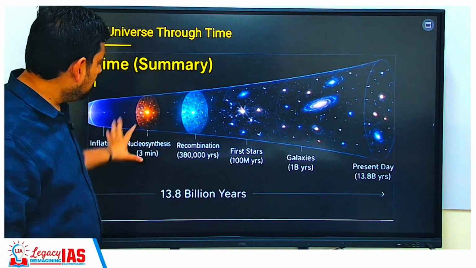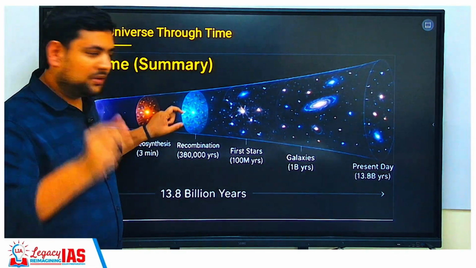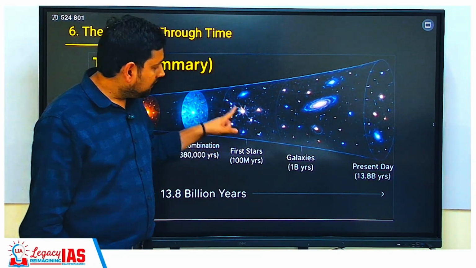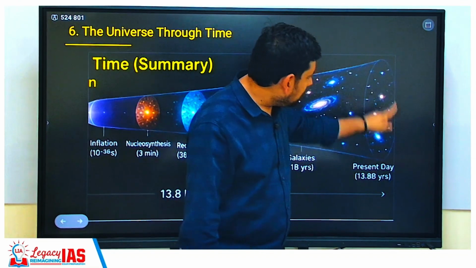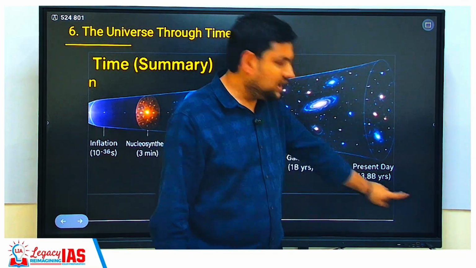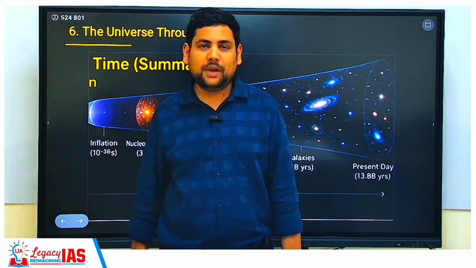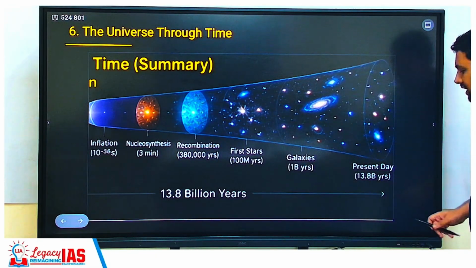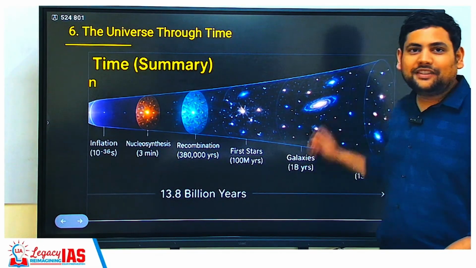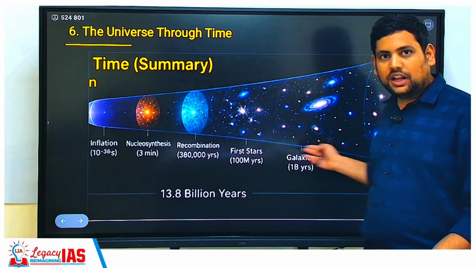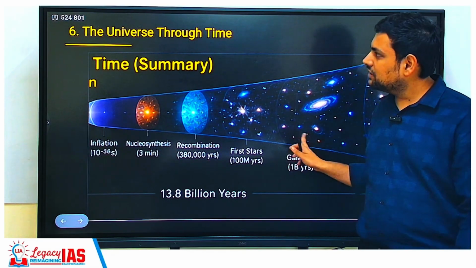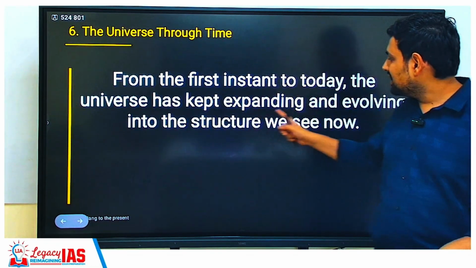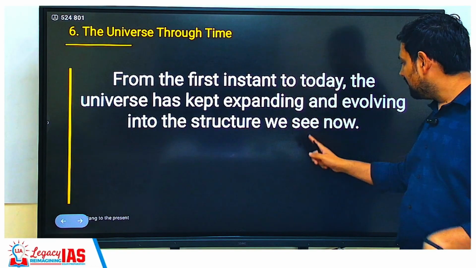So from inflation to nucleosynthesis, basically formation of those nuclei, then recombination. First is dark ages, then recombination. Correct? Then first stars, galaxies are formed. Eventually you get to present day, which is like 13.8 billion years from the Big Bang. Correct? So 13.8 billion years away from the Big Bang is now where we are located. And this is the whole journey of the entire universe, how it formed. So from the first instant to today, the universe has kept expanding and evolving into the structure we see now.